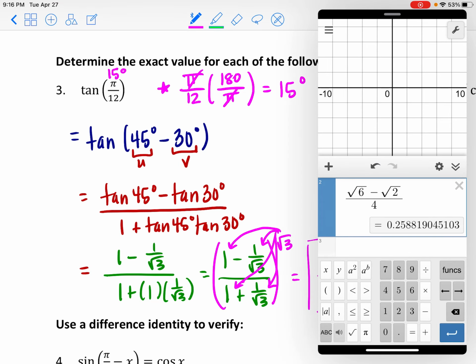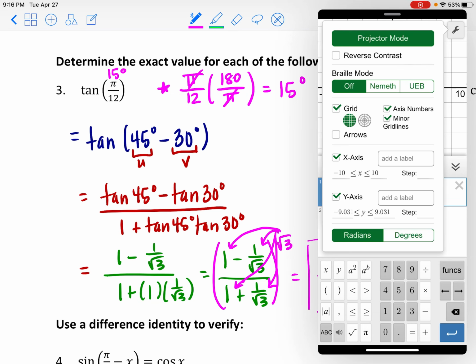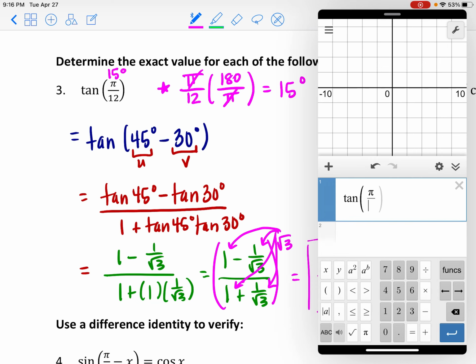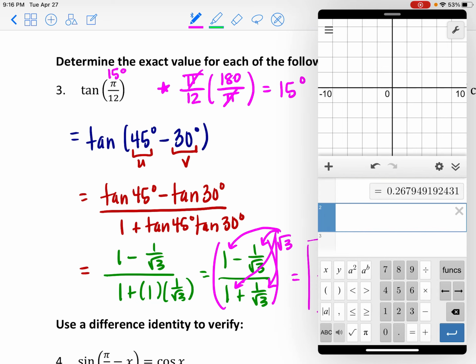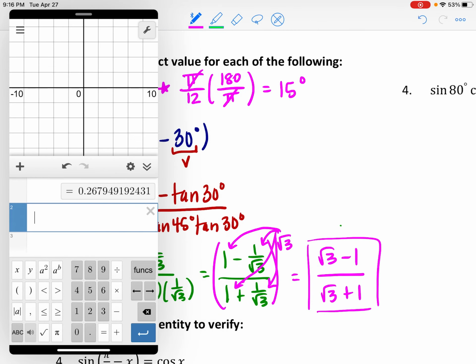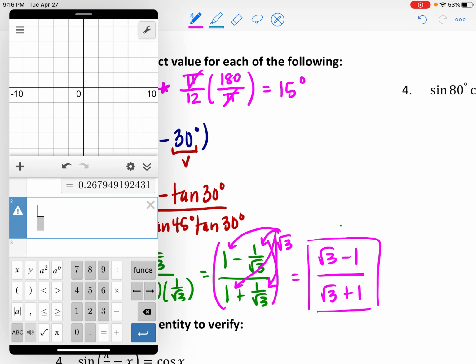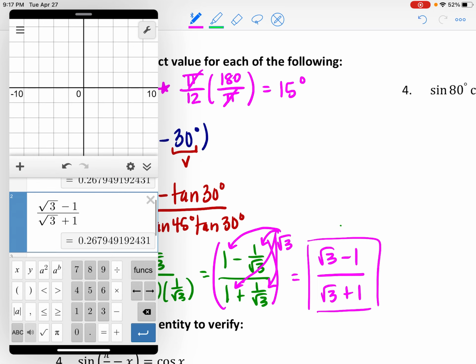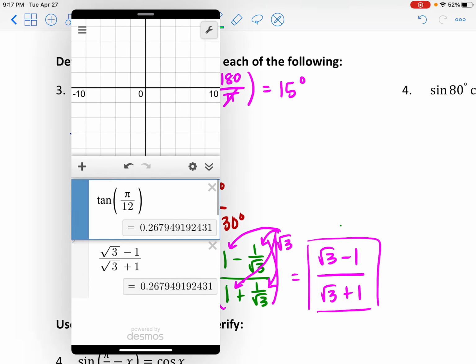And again, let's use our calculator to verify. So let's go back to radians, and let's put in the tangent of pi over 12, gives us that decimal. And now let's put in our new fraction, which we're saying tangent of pi over 12 is going to equal. It's going to be radical 3 minus 1 over radical 3 plus 1. And look at that, same two decimals. So those are actually equivalent.